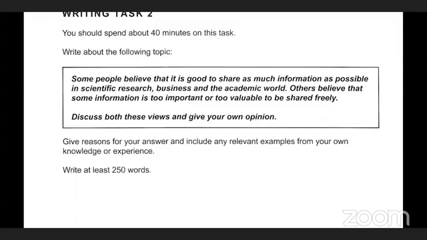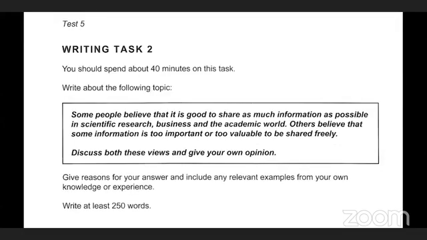task 2. What kind of question is task 2? First of all, you have to understand the question. Then you have to understand what kind of question it is, whether it is an argument, or advantage and disadvantage, or reason and solution. Some people believe that it is good to share as much information as possible in scientific research, business, and the academic world. Other people believe that some information is too important or too valuable to be shared freely.